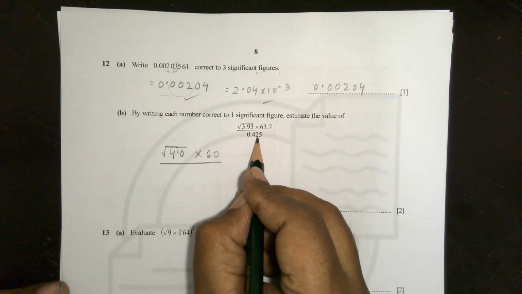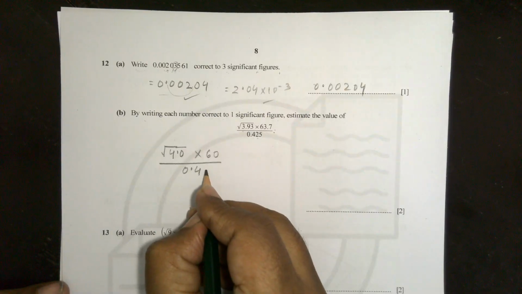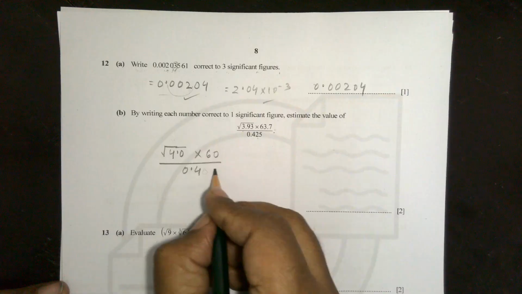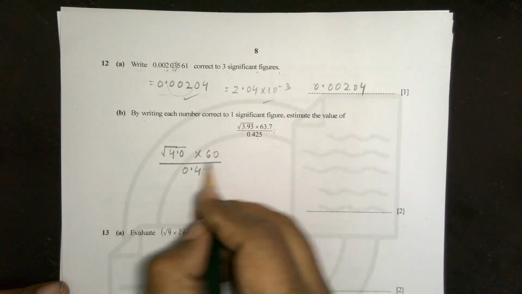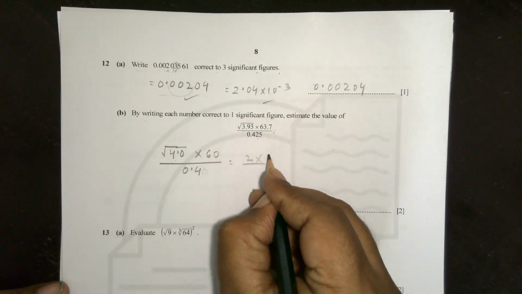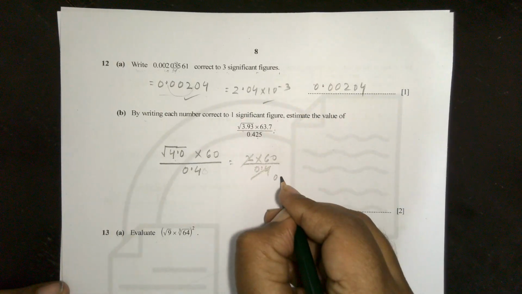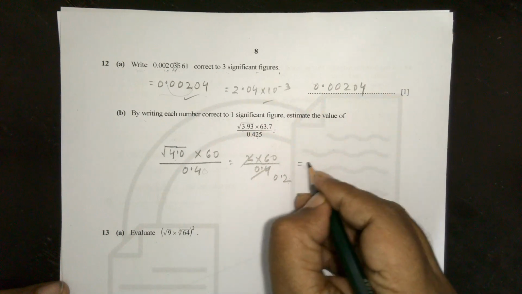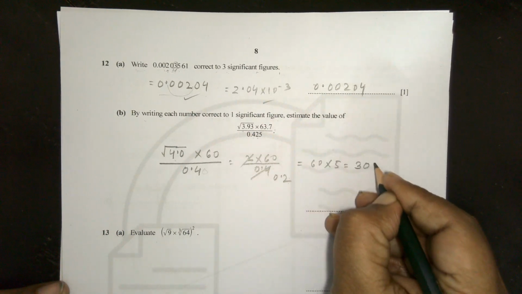So now if we divide, it will be 0.4. After 4, it is 2, so it will convert to 0.4. After 4, it doesn't matter how many 0s you write, so I'm not writing any 0. Now the square root of 4 is 2, times 60 divided by 0.4. 0.4 divided by 2 will give us 0.2. 0.2 is nothing but 1 over 5. So it will be 60 times 5, which is 300.